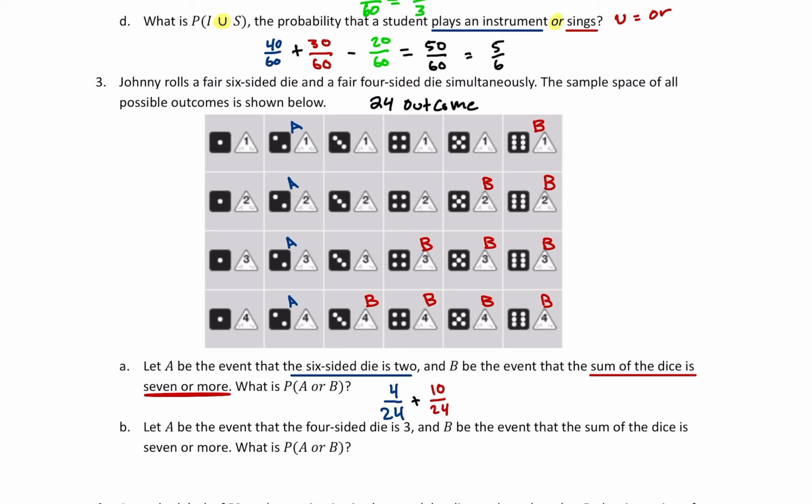Okay, now I need to see, is there any overlap? Or in other words, is there any square that has both an A and a B? And the answer is no. There's no overlap. These 2 events are mutually exclusive, so I don't have to subtract anything. Okay, so I can just add my 2 fractions together. I get 14 out of 24, or 7 out of 12. Okay, and that's it. For part A, that's all we have to do. We found the probability.